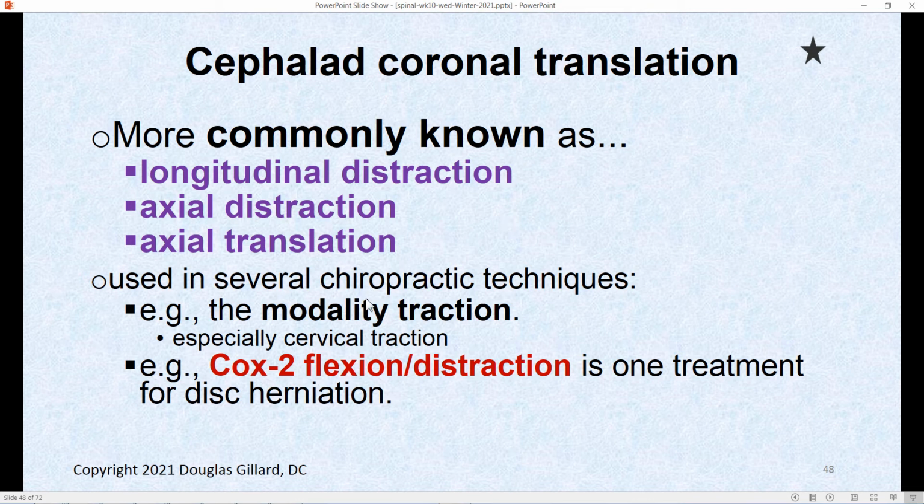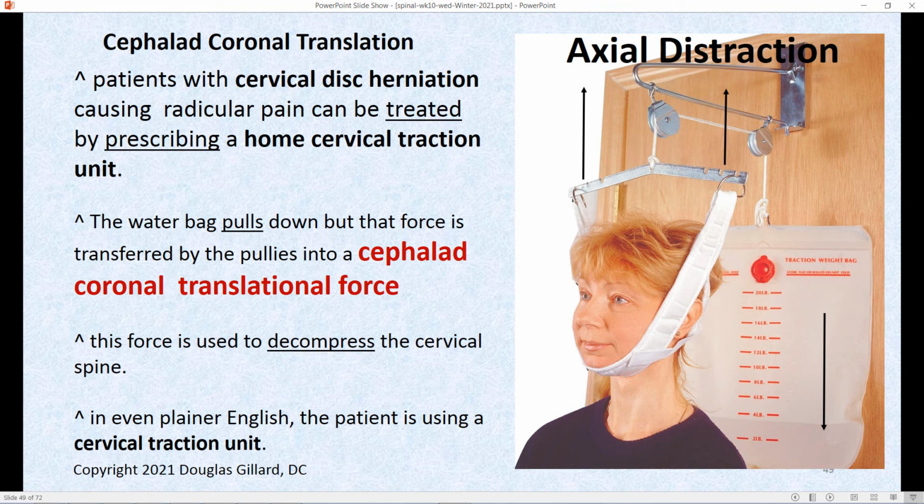So it's used in therapy. Physical therapists use this when you grab somebody's head and just traction it in the y-axis. You're doing traction. Cervical traction is the short for that. Cox flexion distraction is one form of cephalad and coronal. Cephalad or caudal coronal translation is used by Cox flexion distraction in combination with flexion extension. And you can send patients home with this. Patients with a nerve that's kind of irritated in the foramen, and maybe they have bone spurs in the foramen, and you can send them home with this little home traction unit.